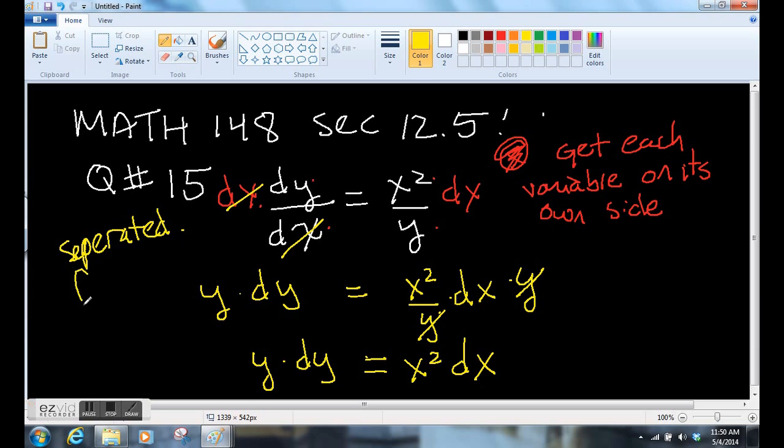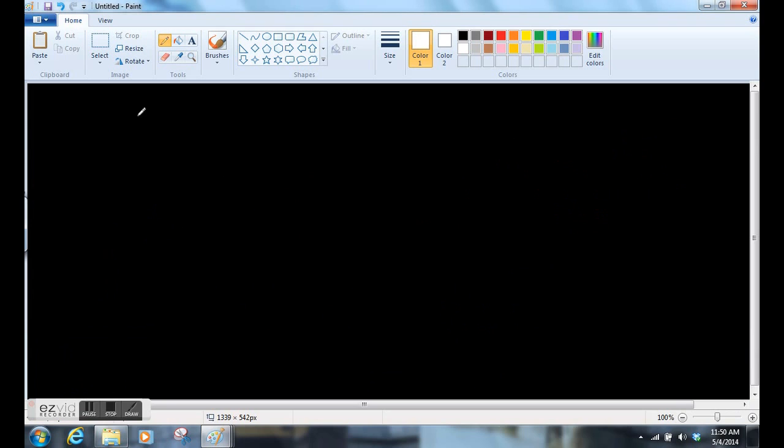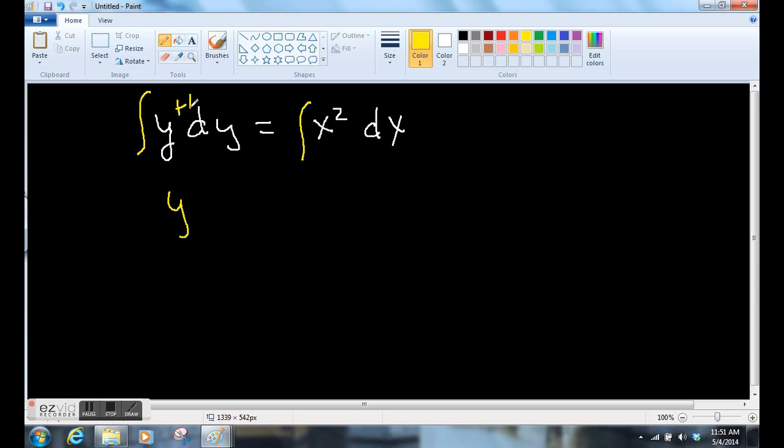You can recognize separated form because this side now has all y's and this side has all x's, which is great because now we can take the integral. So we have y dy equals x squared dx. And now we want to solve this differential equation, and it's a differential equation because there are these d's in there, d for differential or derivative. Take the integral of both sides. The integral of this side is y squared, add 1, so 1 over 2, plus some constant.